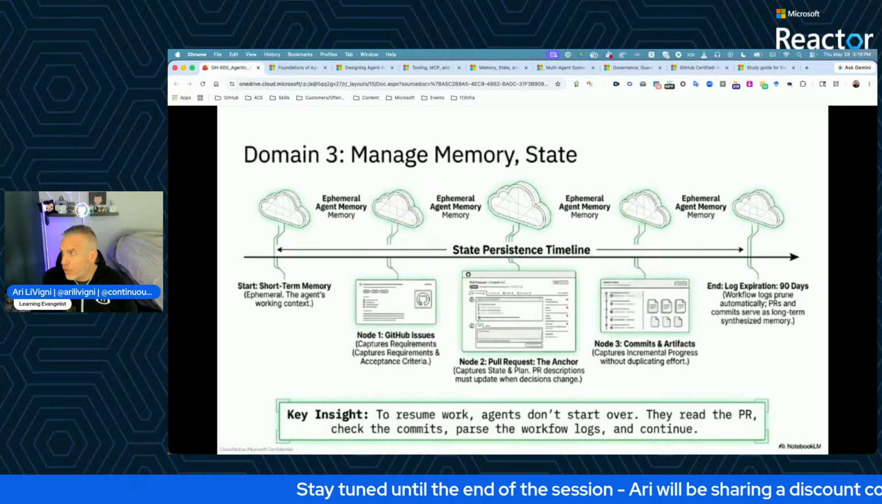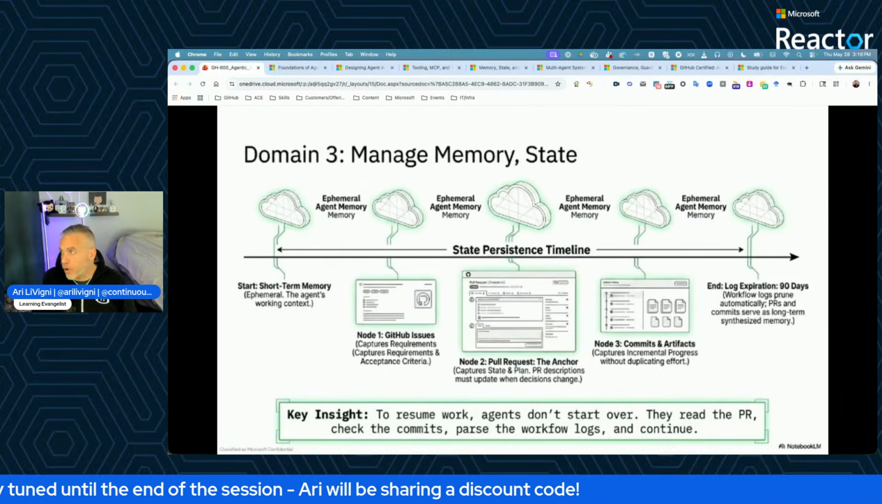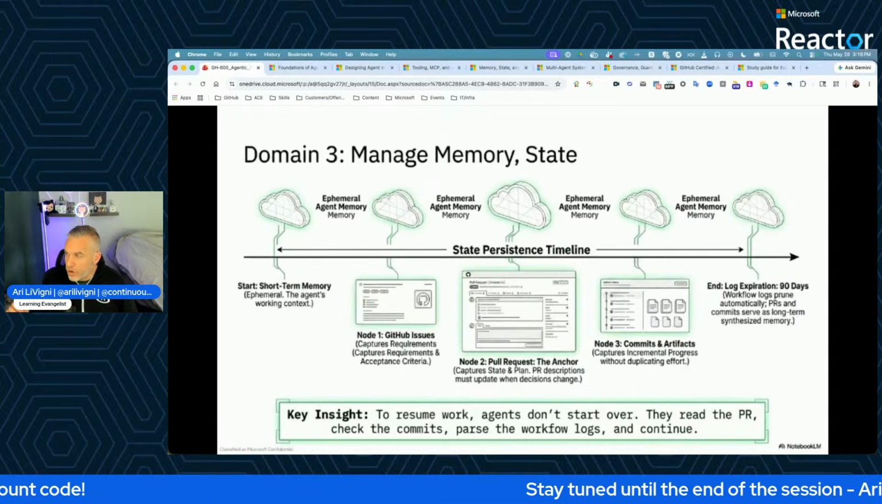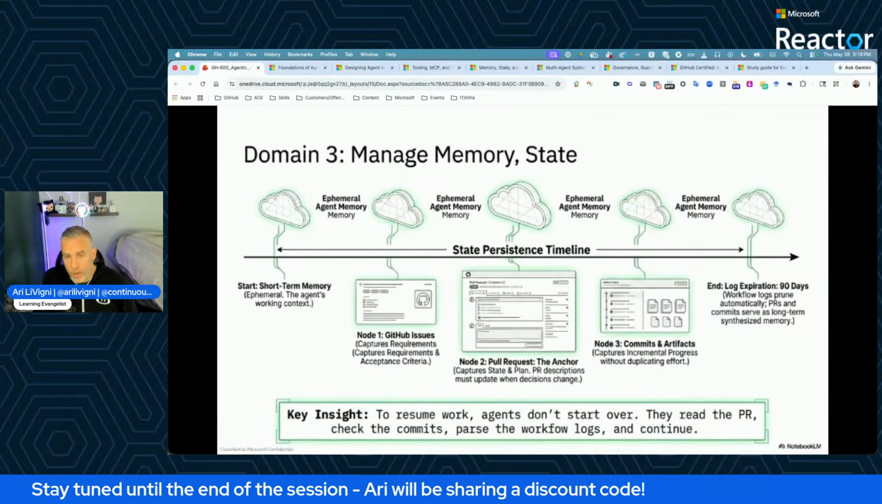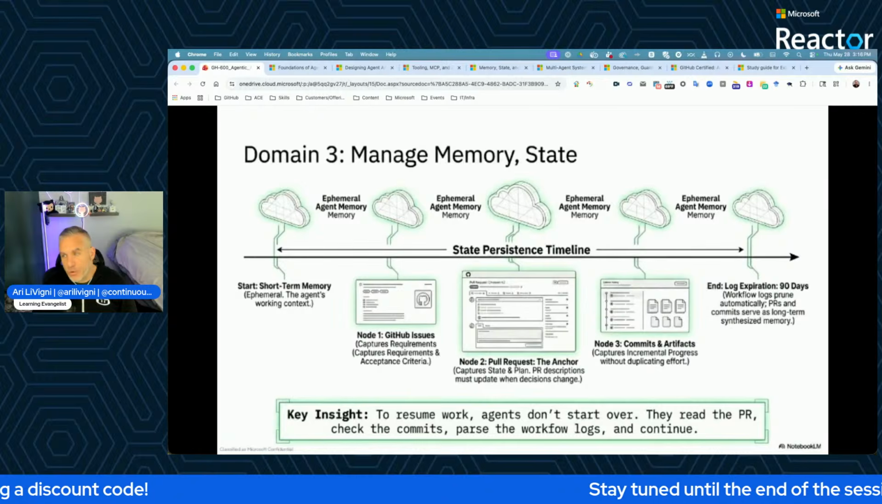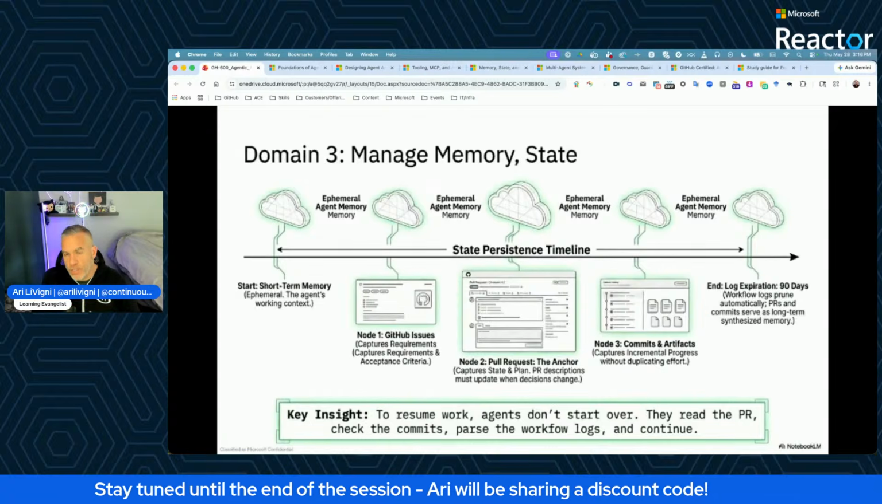Log expiration, looking through the logs of any long-term running workflows that were part of a PR, and then synthesizing that memory. To resume work, agents don't start over. They really read the PR, the check commits. I notice when I'm doing that on the CLI with GitHub Copilot, or when I'm handing that off or delegating to an agent, it's using my repository, and it kind of has that full history, right? Issues, pull requests, commits, workflows that have run.